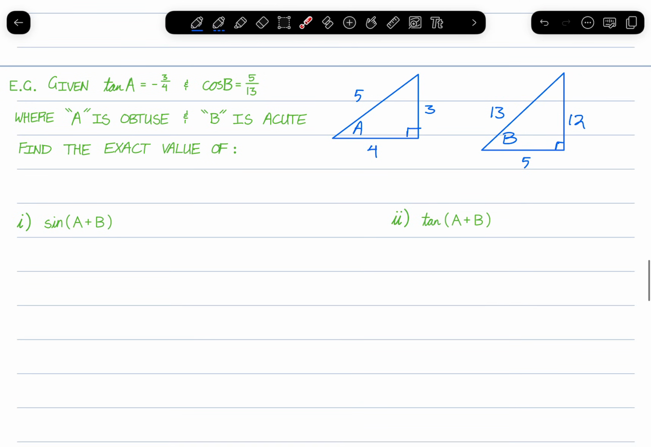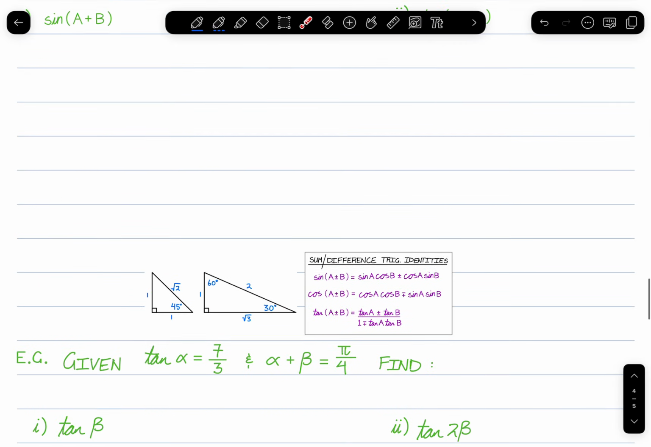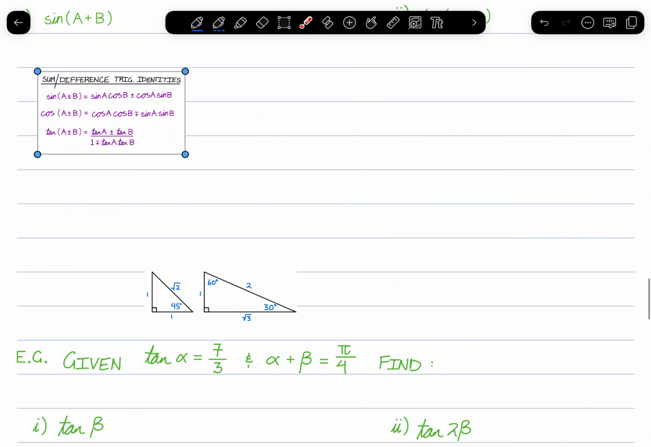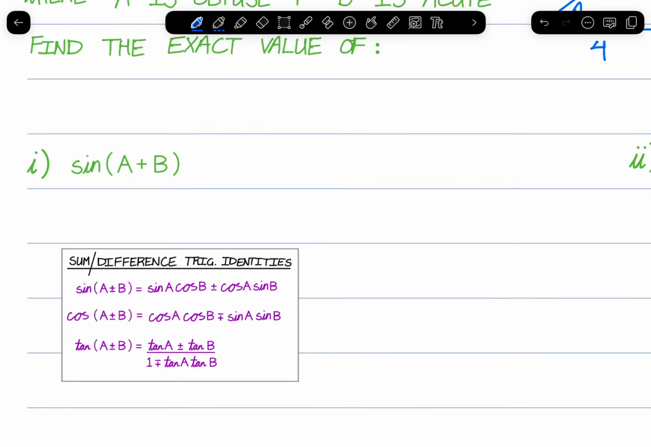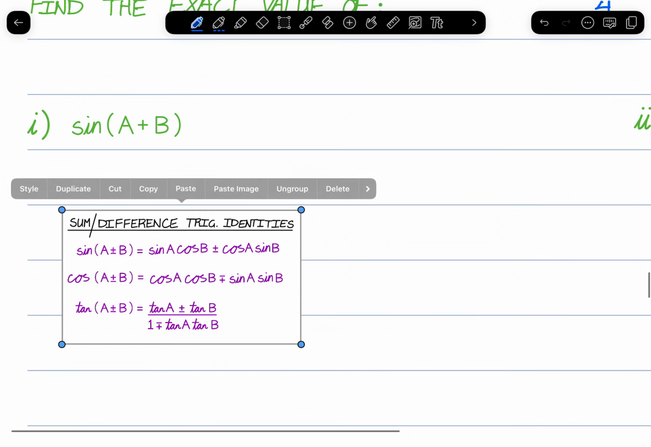Now from here we should always take into account that A is obtuse, meaning that this must be in quadrant 2. So A is a quadrant 2 angle, and B, being acute, is just in quadrant 1, so all our ratios for B will be positive. Well, now that we have these triangles, we can solve these ratios.